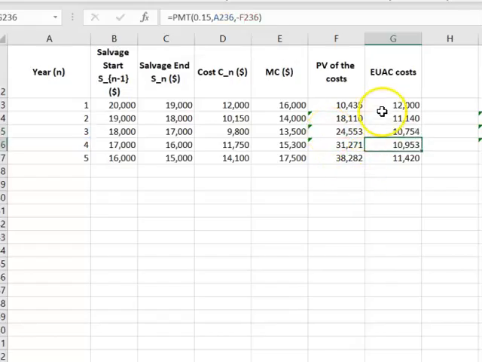So at this point, we have all the EUAC of the cost calculation, as you can see. Please don't overcomplicate the problem. We are just doing step by step.